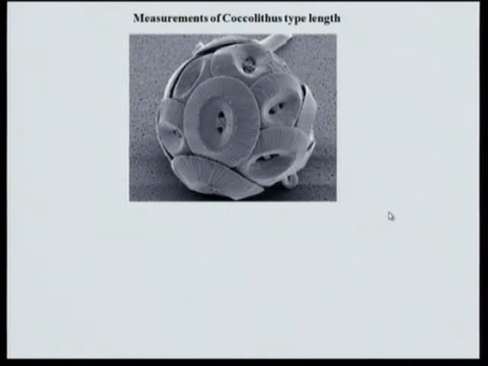Here it is. Okay, let's make a few definitions. This is a coccosphere. This is a coccolith. One coccolith. Now, the cell itself, the organic cell, the living cell, is there within. We cannot see it from here, because the coccosphere encloses the living cell.